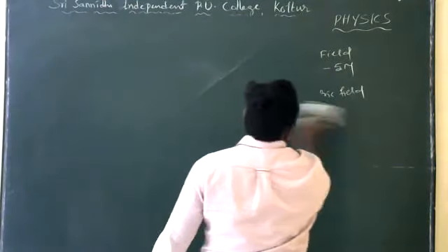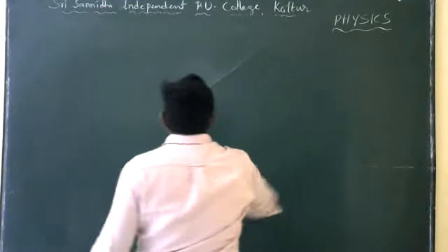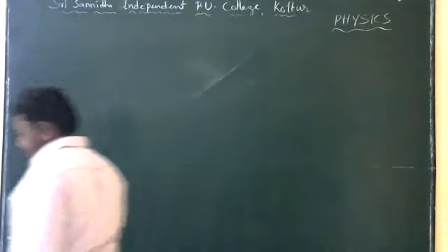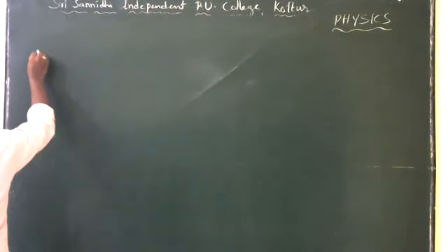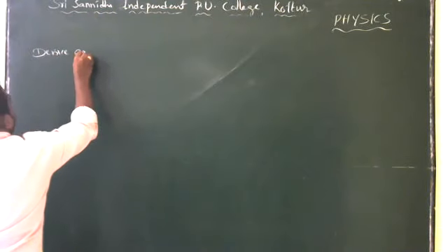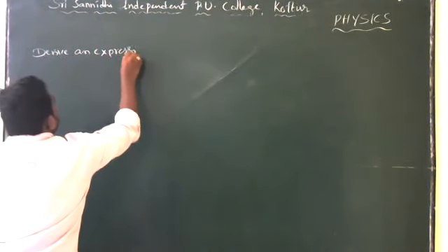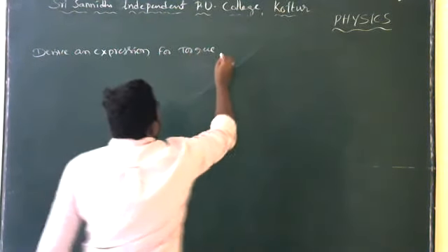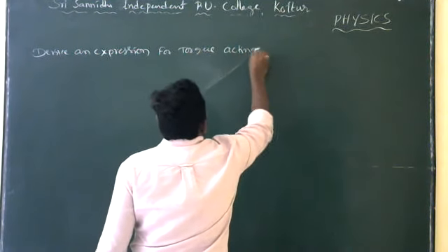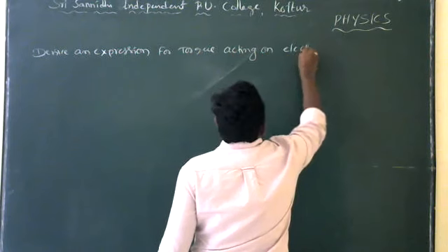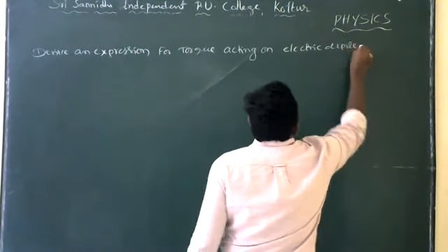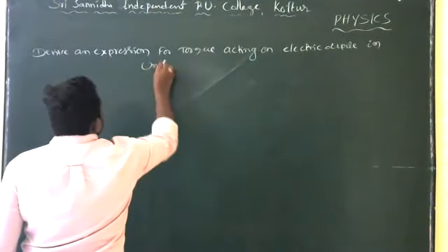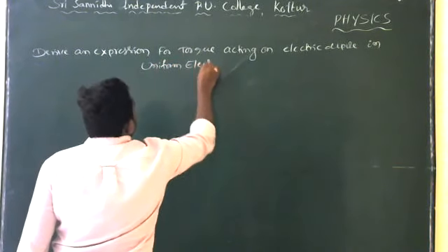Derive an expression for the torque acting on an electric dipole in a uniform electric field. So next one: derive an expression for the torque acting on an electric dipole in a uniform electric field.